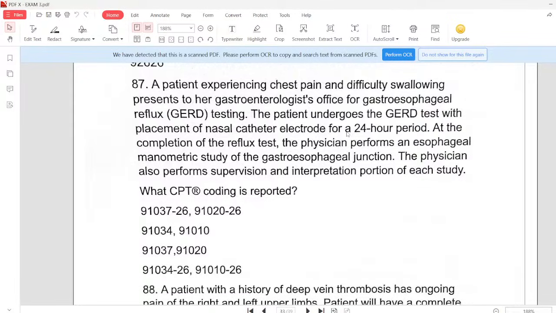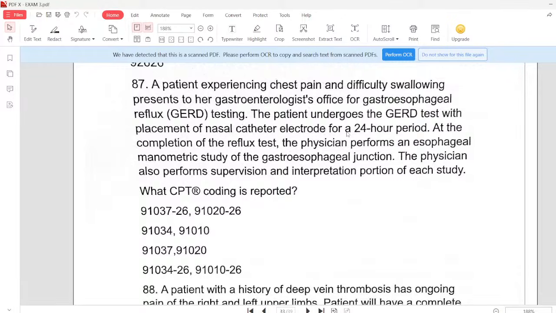Someone says option A, someone says option B. Okay, let me check the code together. So actually here the codes are 91037 and 34 also. Okay, let us check the first code 91037. Actually the code is for esophageal function test, gastroesophageal reflux test is mentioned.